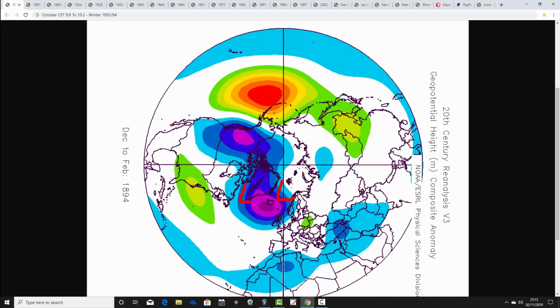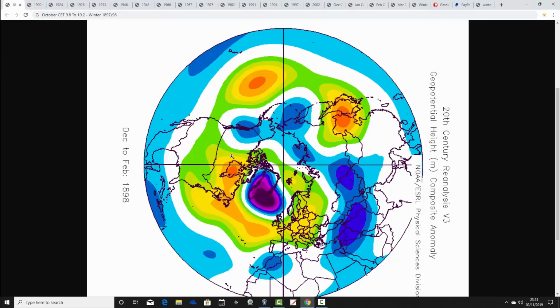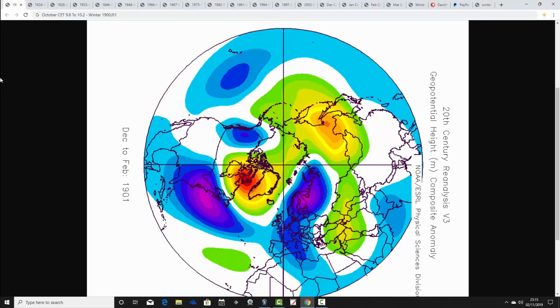The next winter is 1893, 1894. This one, again, mild and Atlantic driven, bringing in westerly winds with that particular winter. And then we've got 1897, 1898 showing up next with, again, quite a mild signal, below average heights up towards Greenland and Iceland, above average heights from the Atlantic, Central Europe, and again, we're bringing in those west to southwesterly winds. Right, finally, we make it into the 20th century. So this is 1900, 1901, again, following an October CET range of 9.8 to 10.2.